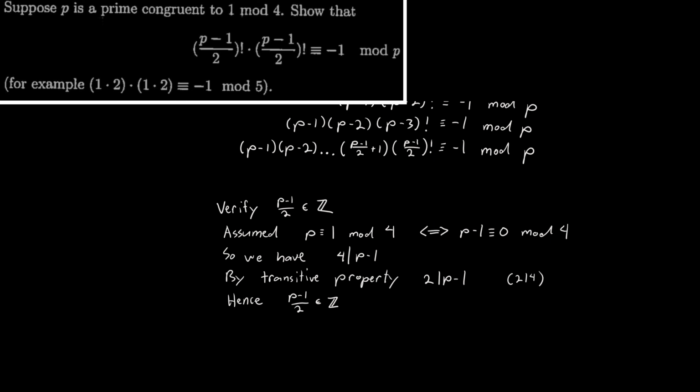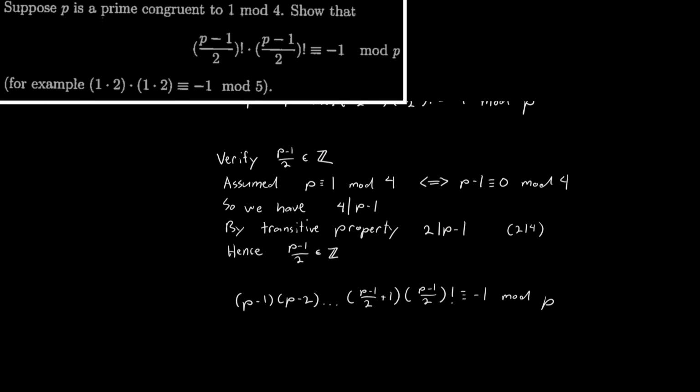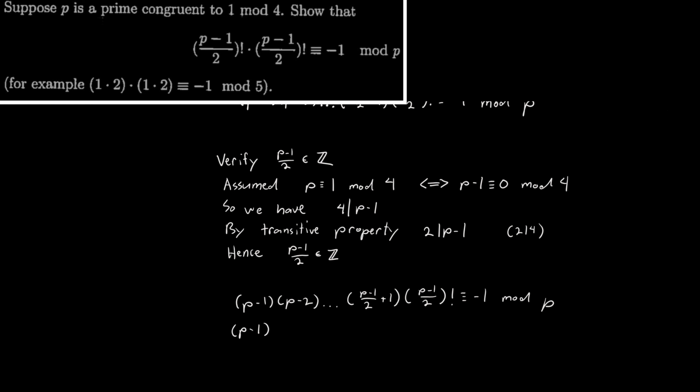So I'll just restate. We have (p-1) times (p-2) and so on all the way to (p-1)/2 + 1, and all that times ((p-1)/2)!. Notice that we have ((p-1)/2)! already, and you can maybe see where I'm going to go from here. So I'll rewrite (p+1)/2 as (p+2)/2, and with the power of the modulus I'll subtract p, and we'll still have the same thing.